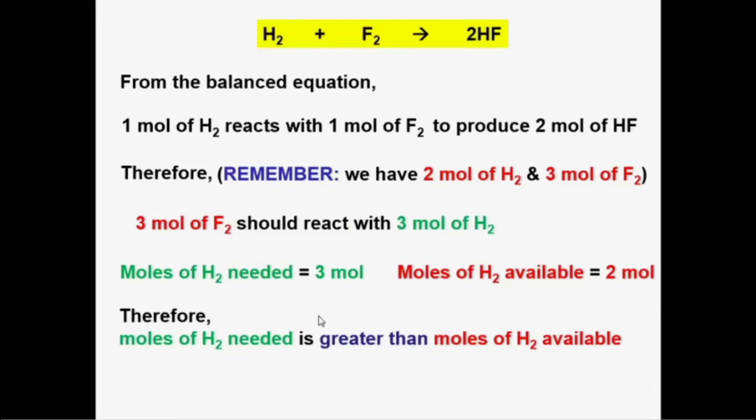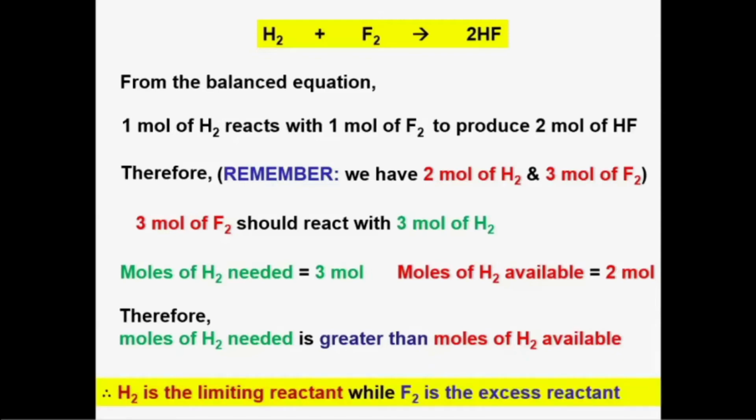Once the reaction occurs, the hydrogen will be completely consumed, or used up, first, while fluorine will become the excess reactant. So, same as just now, hydrogen is the limiting reactant, while fluorine is the excess reactant. See?